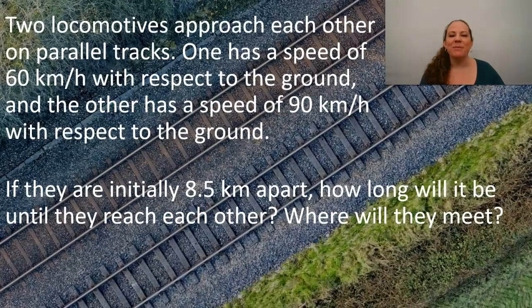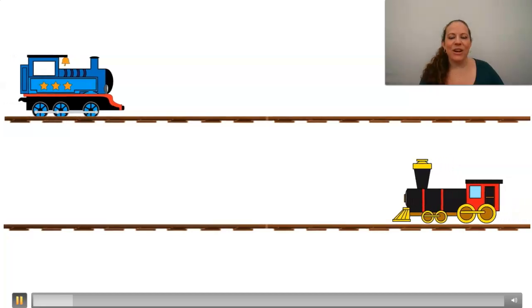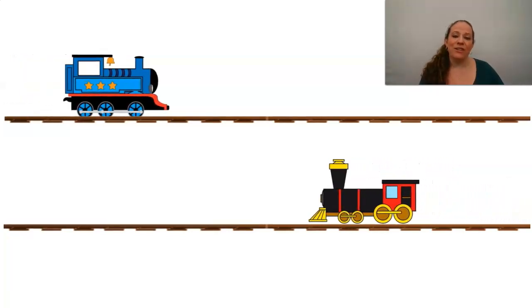So here's our problem scenario. Two locomotives approach each other on parallel tracks. One has a speed of 60 kilometers per hour with respect to the ground, and the other has a speed of 90 kilometers per hour with respect to the ground. If they are initially 8.5 kilometers apart, how long will it be until they reach each other, and where will they meet? And here is a short animation of our situation.